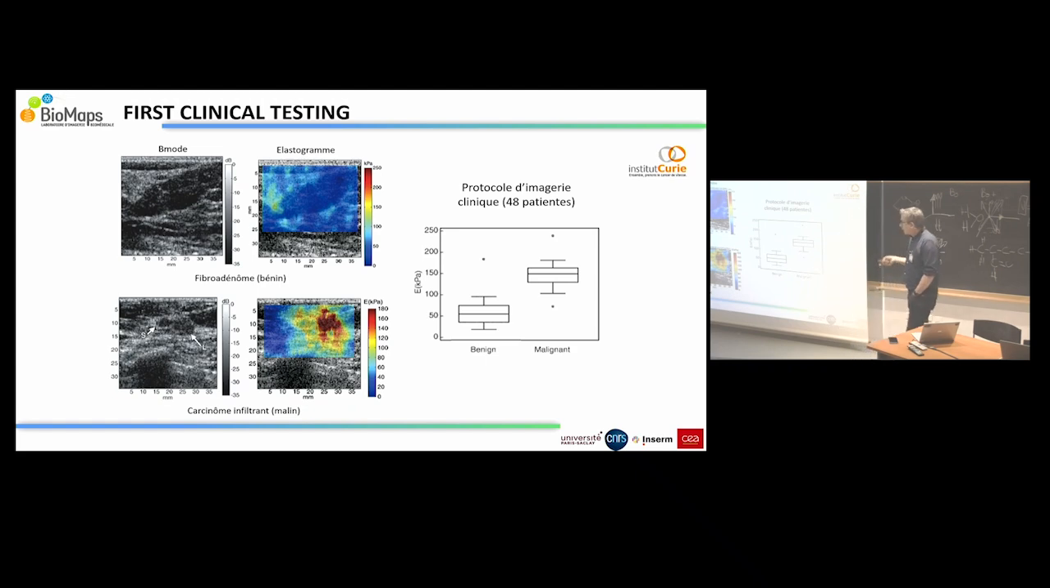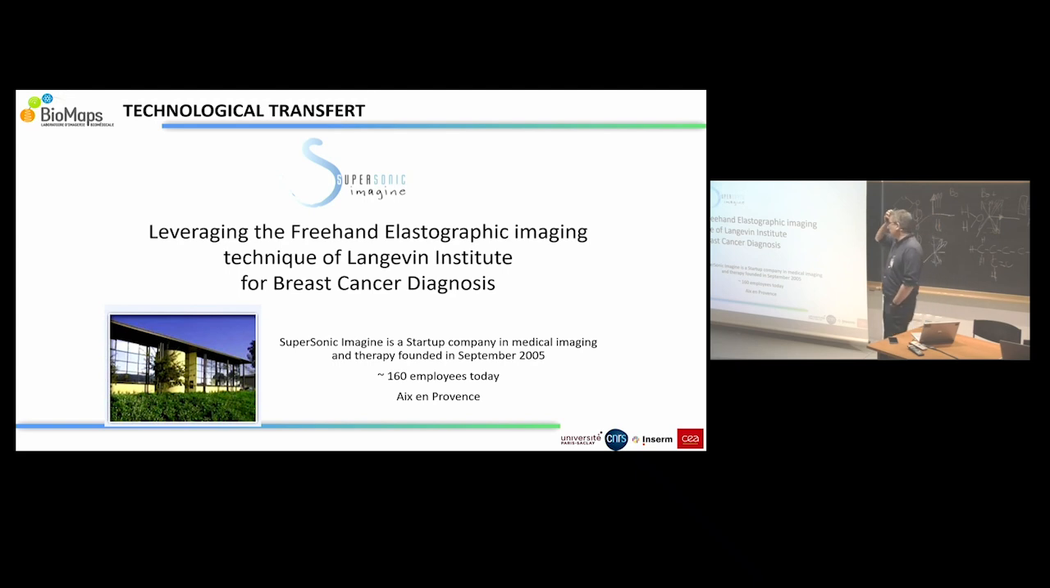So based on this idea, in 2005, we launched a startup company, which was Supersonic Imaging. It's based in Aix-en-Provence now. It's still alive, and they have developed a lot of devices that I use every day in my research to do ultrasound imaging, and I will show you what we can do with the devices they have developed based on this concept.